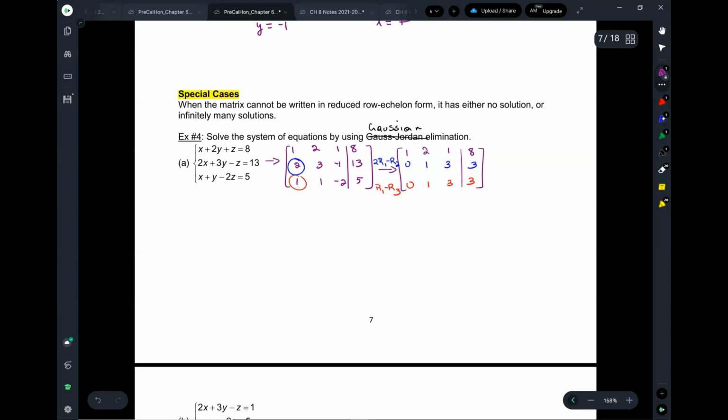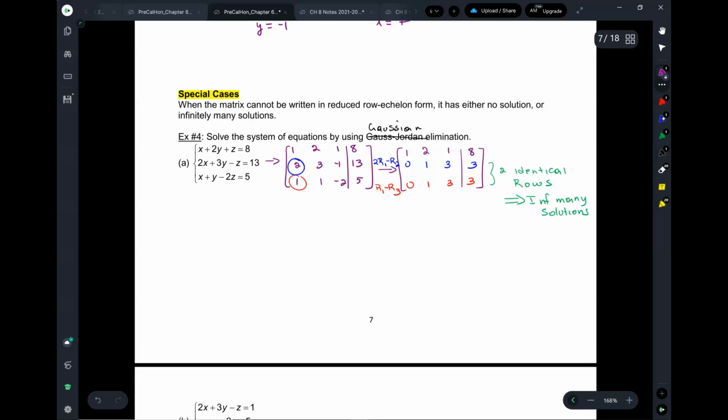Now, what do you notice? What do you have? Row 2 and 3 are the same. So here you have 2 identical rows. So what happens now? This means there's infinitely many solutions. You can't say all real numbers. It's just infinitely many solutions.